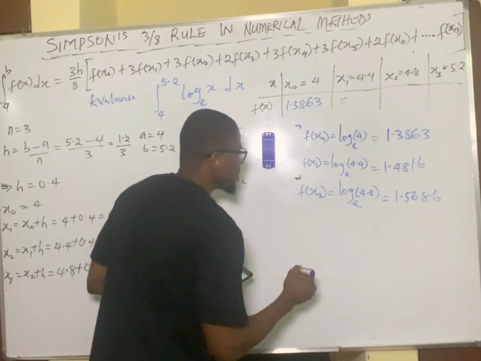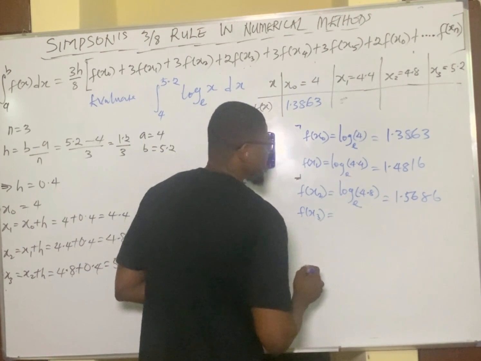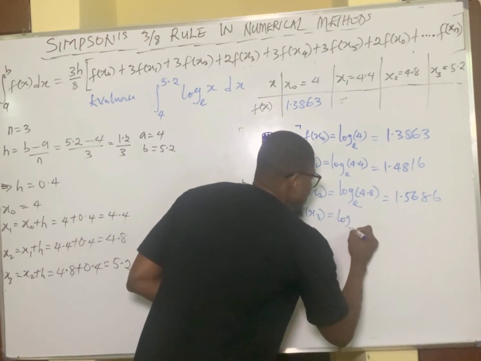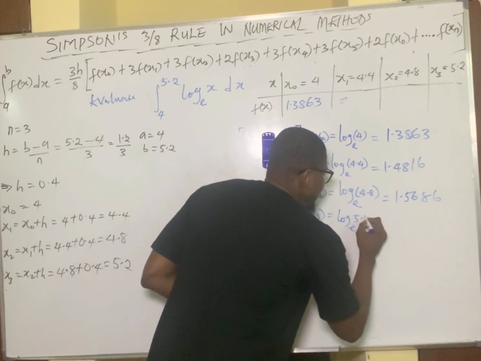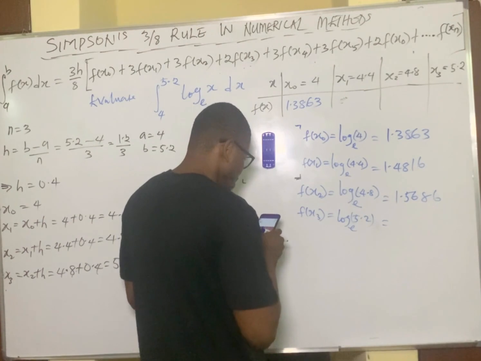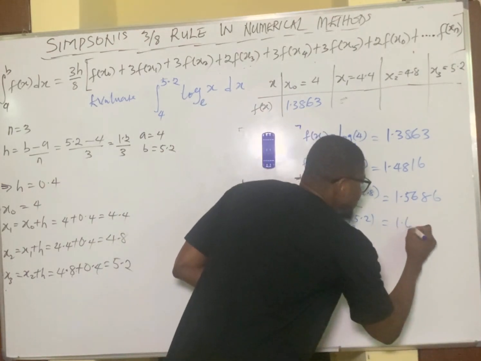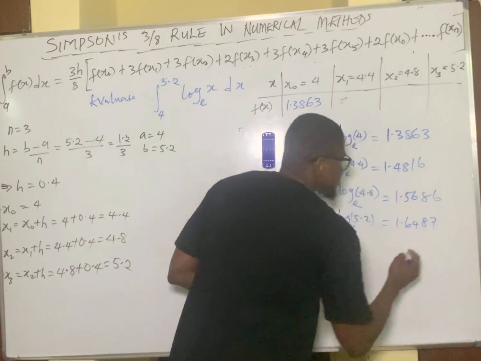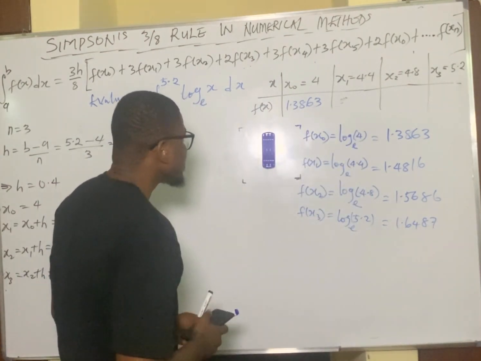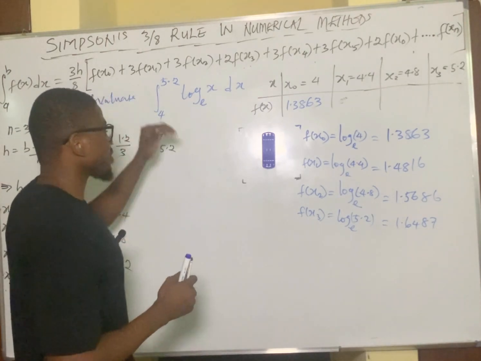Approximately 1.5686. Finally, we find f of x3, which is equal to natural log to base e of 5.2. That gives us 1.6487 approximately. So having found these functions, you simply now plug into the equation.